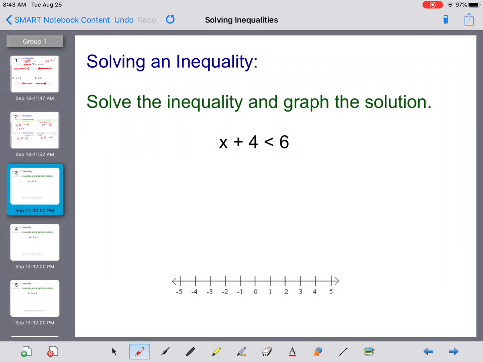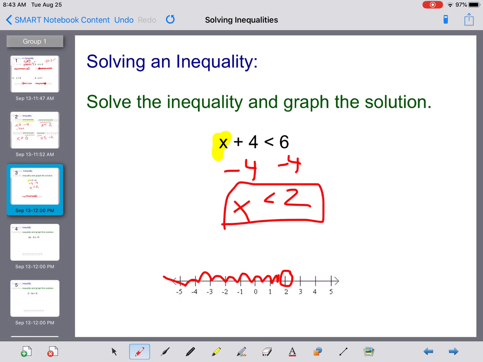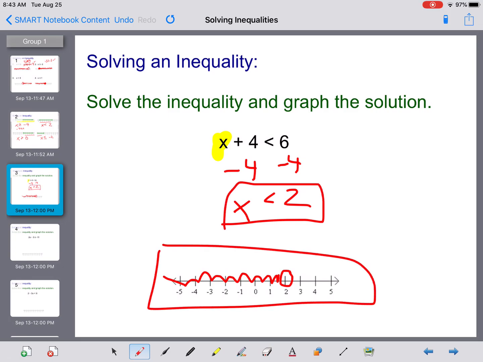So we're going to treat this the same way. We want to get this x by itself. And this +4, we're going to use the inverse operation of -4. And so we're going to end up with x is less than 2. Since x is by itself now, we are done. And so at 2 we have an open circle, and we're going to shade all the numbers less than that, so it's to the left. So this is your answer, and this is your answer graphed.